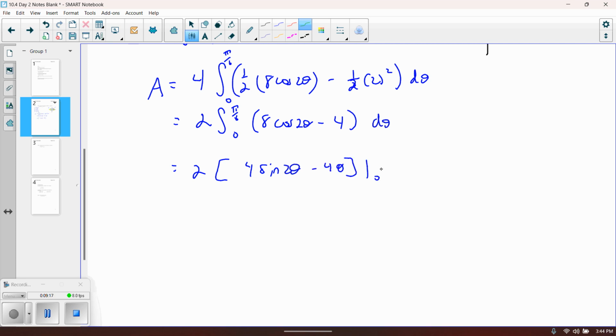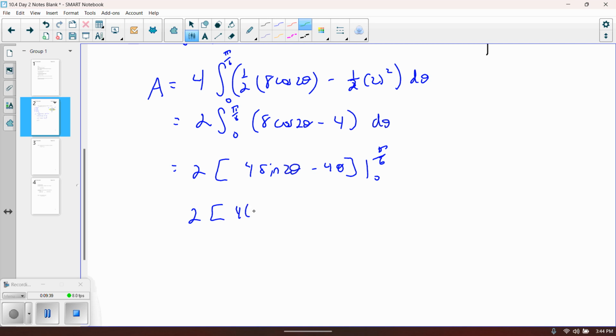And we'll evaluate that from 0 to pi over 6. So let's go ahead and plug these things in. The nice thing about the 0 part, once again, it will 0 everything out, so that's good. So we're going to have 4 times the sine of 2 pi over 6, which is pi thirds. So sine of pi thirds is root 3 over 2.